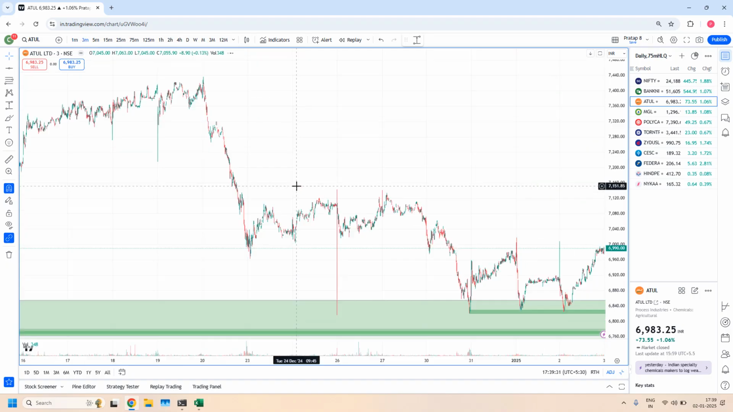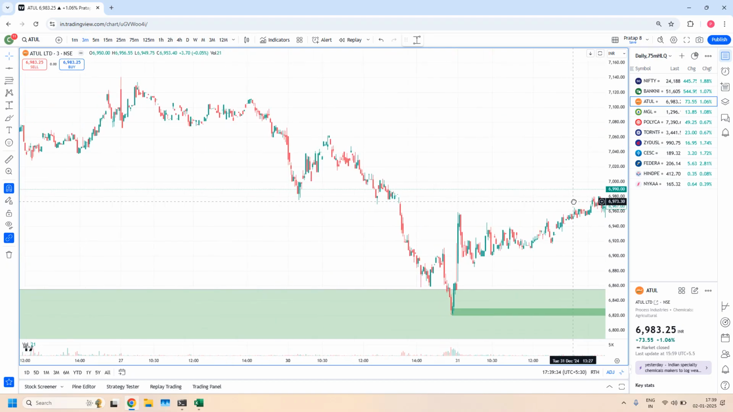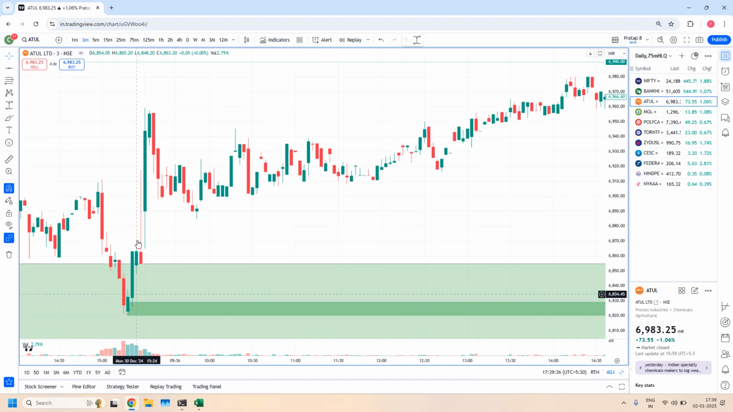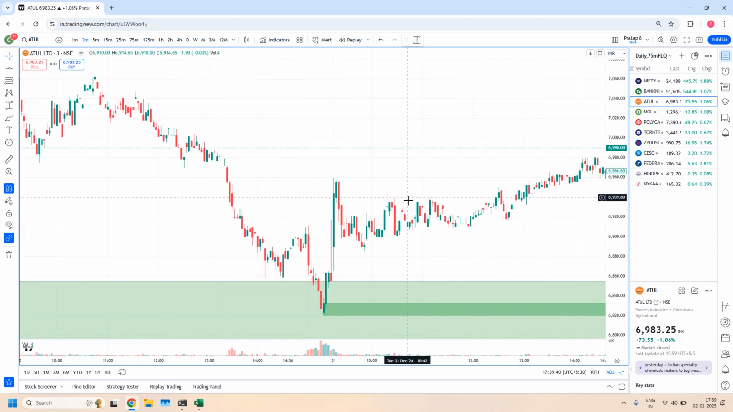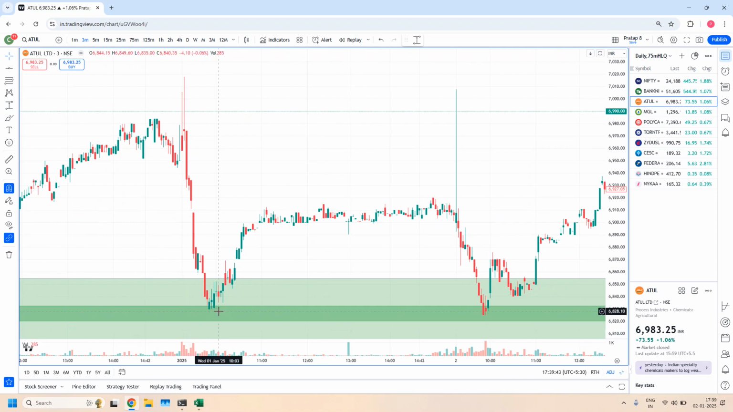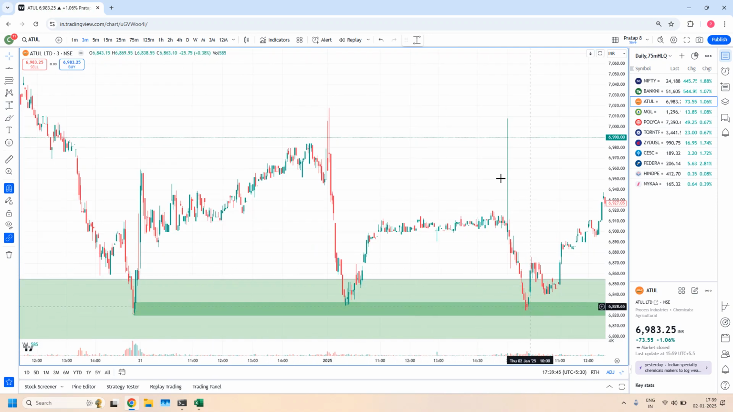If you go to 3 minutes, this zone is much clearer. See, here you have a drop, base, rally. Now you can draw a zone like this. Drop, base, rally. 3 minute zone. See, this is the one tested. This is the one again tested today.